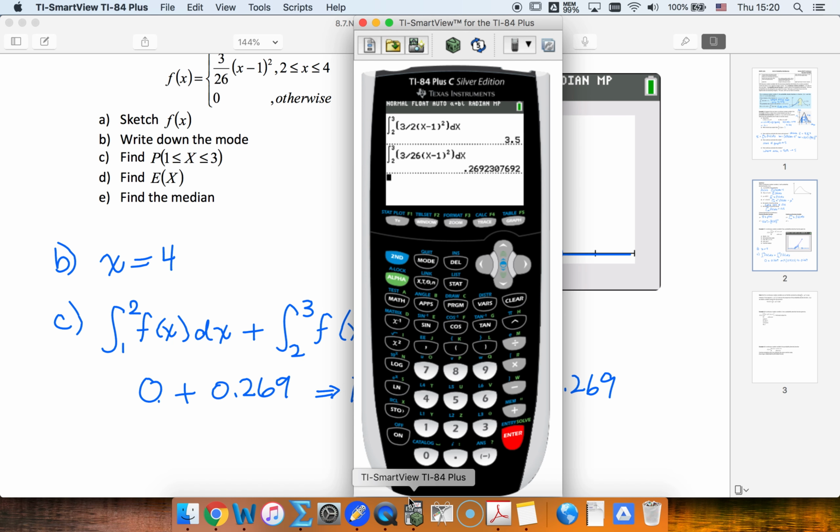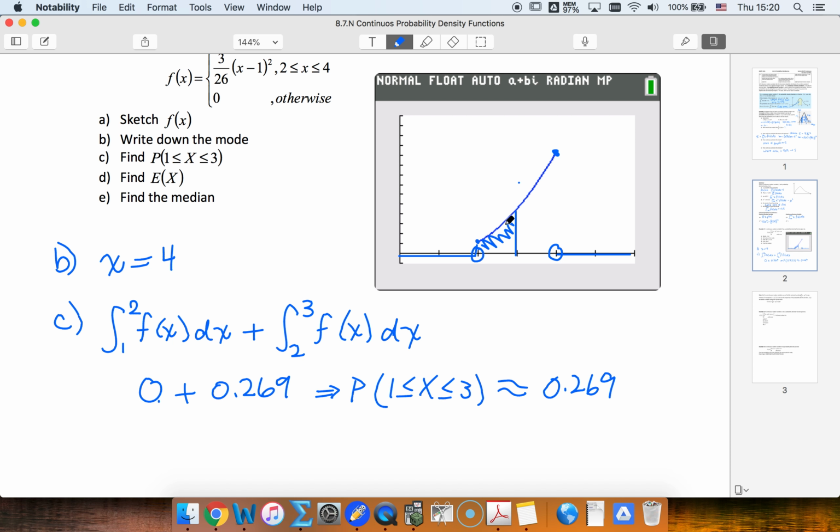Expected value, I come back to my calculator, and this time I'm going to go from 2 to 4, and I want this whole thing times another x. So expected value is x f of x across the whole domain. So I need to go from 2 to 4. All right, so my expected value, about 3.3. That makes sense because from 2 to 3, my probabilities are only increasing, so I would expect to see 3. So E of x is going to be integral from 2 to 4 x f of x with respect to x, and that was about 3.31.